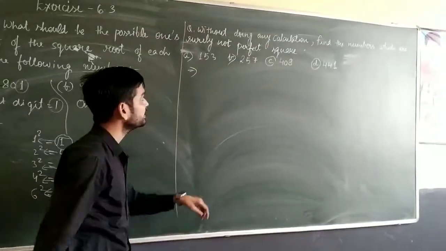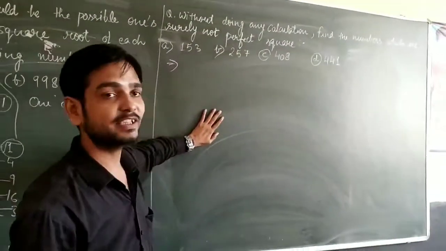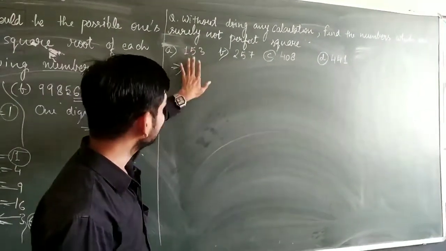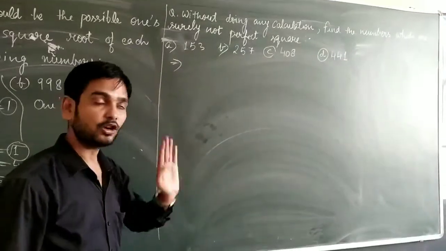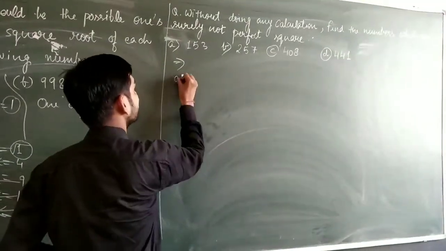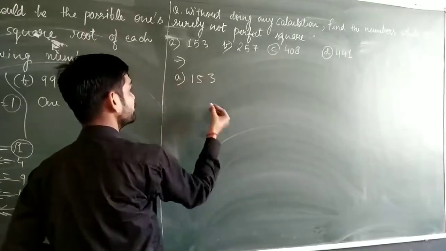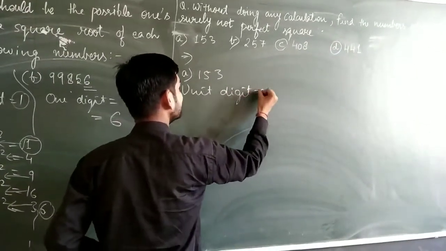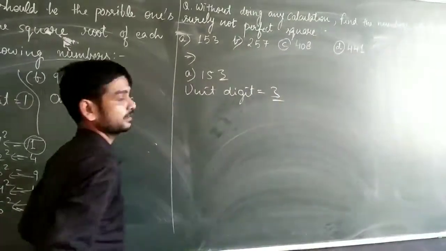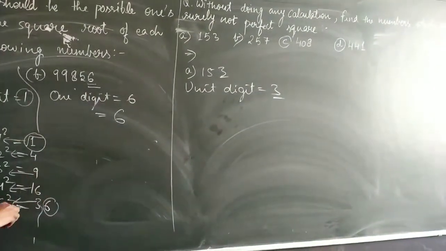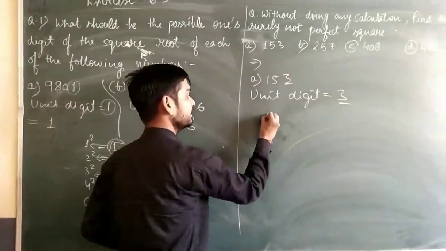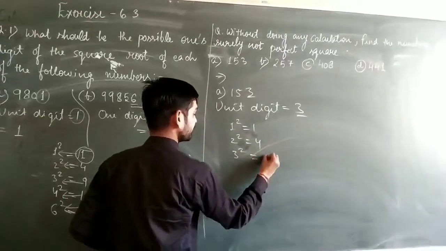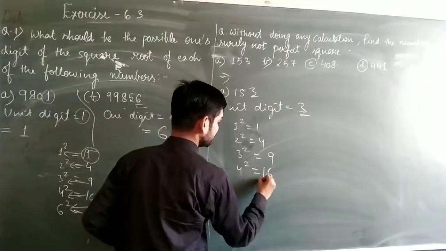In this question, it says without doing any calculation. That means there is no need to do the calculation in this sum. And we have to tell whether these numbers are perfect squares, yes or no. Let's see. In this question, the unit digit is 3, and I explained in the previous section that 1 square means 1, 2 square means 4, 3 square means 9, 4 square means 16.